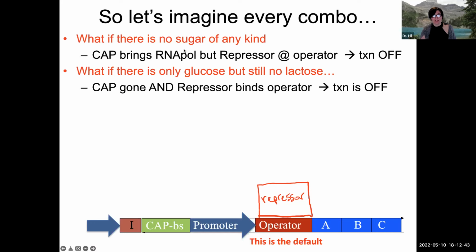Before we move on, let's just ask ourselves if this is all what we wanted, right? Do we want transcription when glucose is around but no lactose? Do we want to be making enzymes to metabolize lactose if there's no lactose?